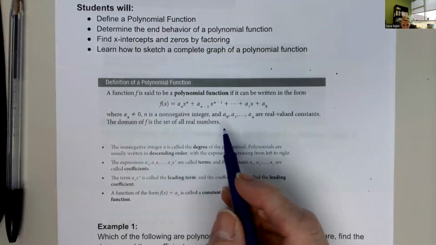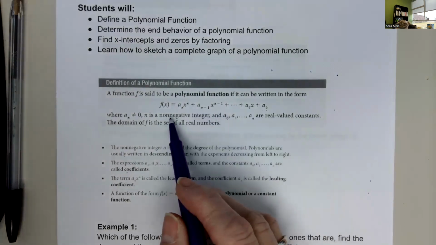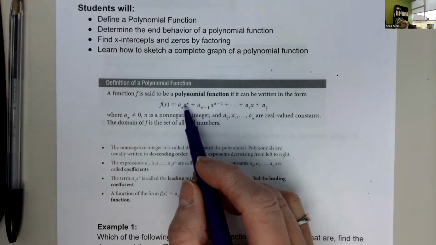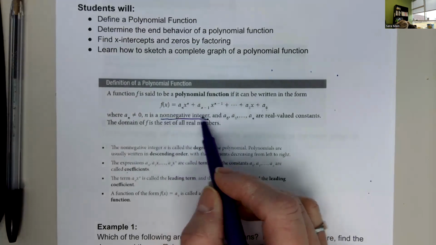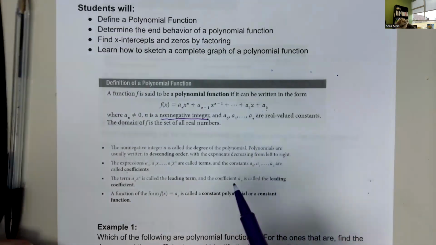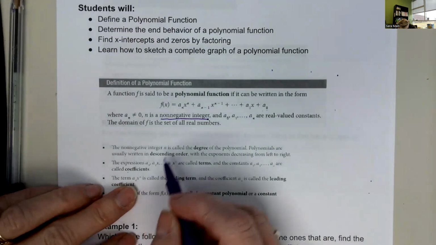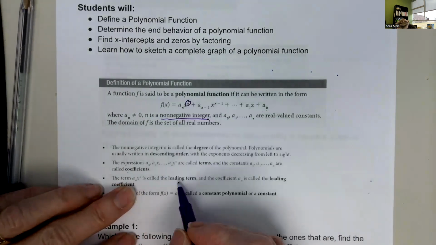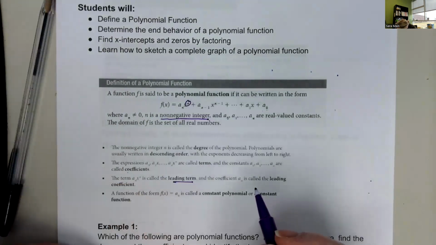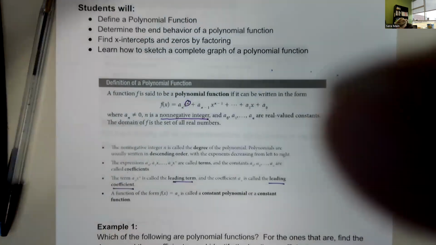And the exponents have to be integers. They have to be non-negative integers. So that's important too. The term with the highest exponent is called our leading term. And then the coefficient on that leading term is the leading coefficient.